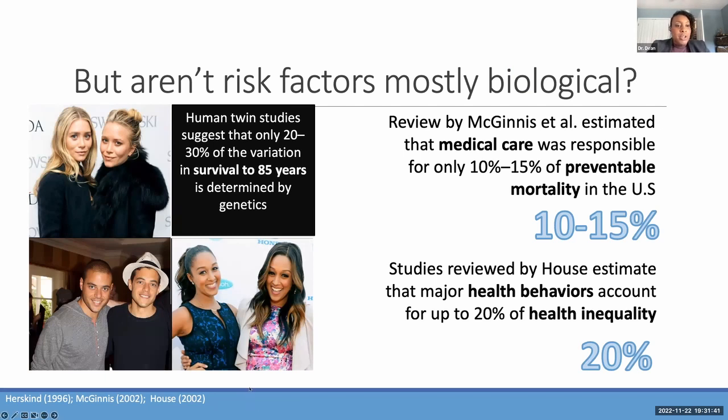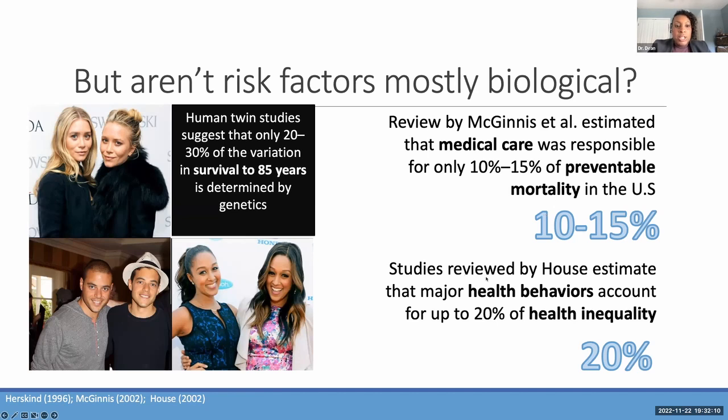And these are just some pictures of famous twins that you might have seen. The Olsen twins, Rami Malek and his twin, and the Tia and Tamara Mowry twins. So our twin studies suggest that only about 20 to 30% of the variation that we see in one of our most extreme examples, which is time to survival, is determined by genetics. But if we look at other things, for example, medical care is really responsible for about 10 to 15% of preventable mortality.